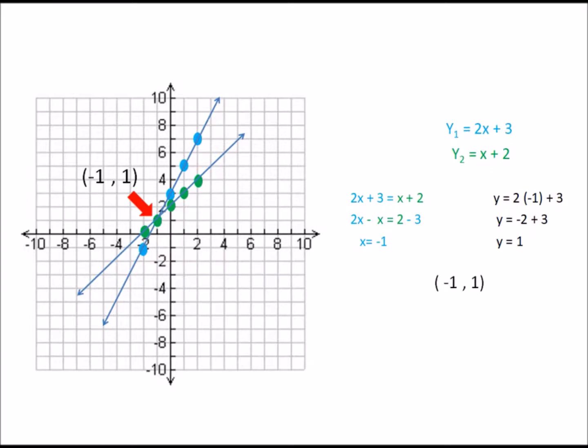So if we put that side by side, what happens is graphically we get x is equal to negative 1, y equals positive 1 is where they cross at right here. And algebraically, it also comes out to exactly the same answer. So that's going to be the two methods that we're going to use to solve for a system of equations.